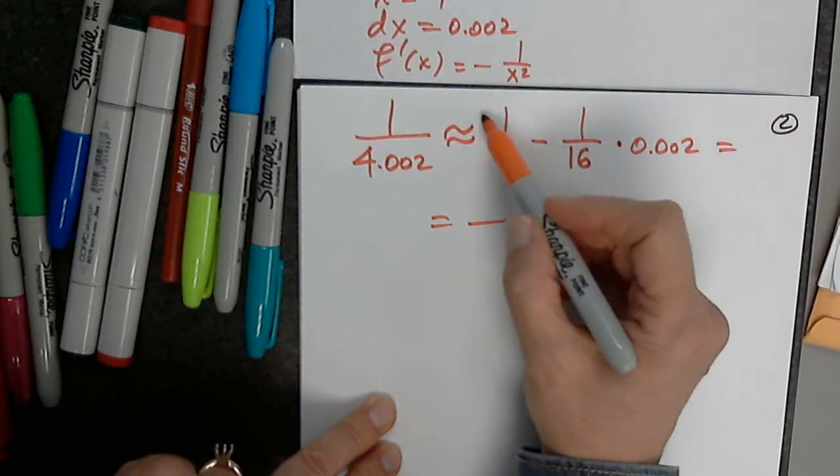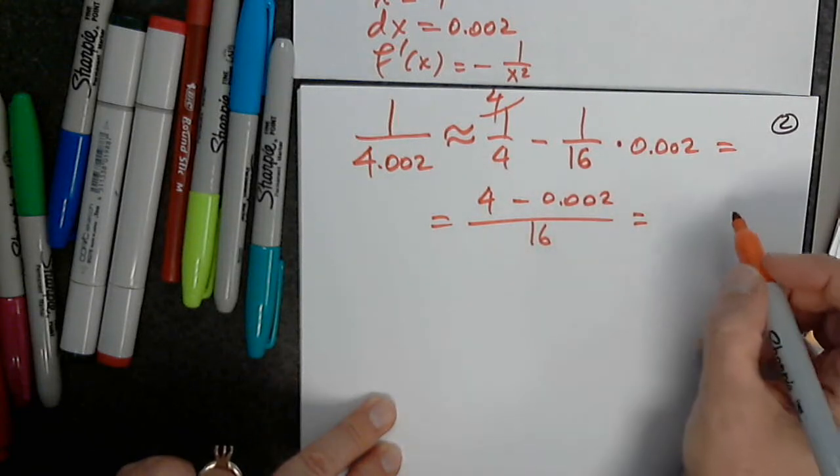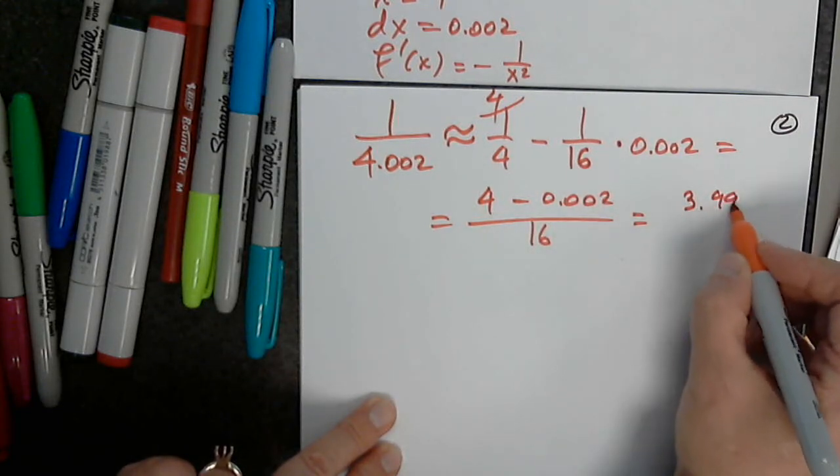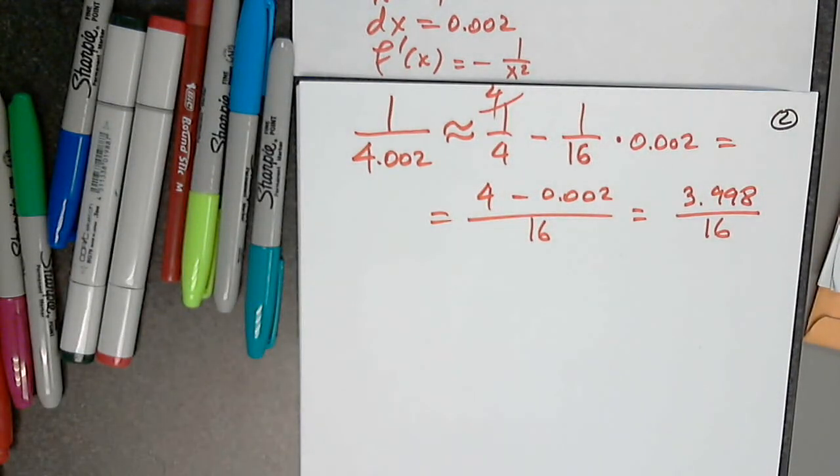So let's say it's 4 minus 0.002. So this is 3.998 divided by 16. Now I go back to my calculator and just make sure that 1 divided by 4.002, and the number that I came up with, 3.998 divided by 16, is the same thing. It can't get closer than this.